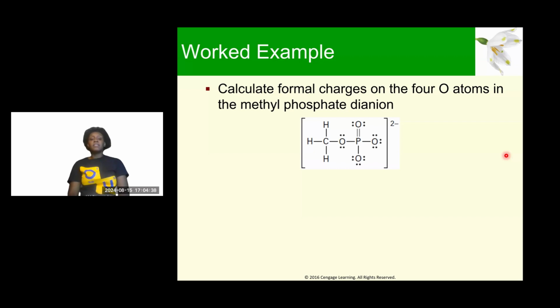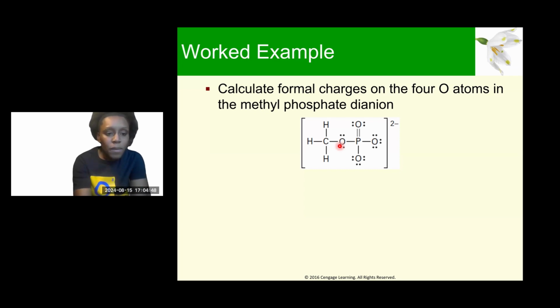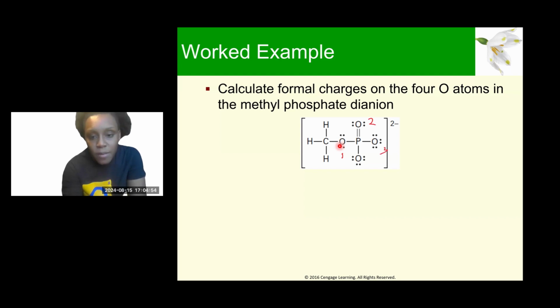So now let's see if you guys can calculate the formal charges of the 4 oxygen atoms in the methyl phosphate dianion. And so we're going to do this together. We're going to call this oxygen 1, call this 2, 3, and 4. So we're looking at the first oxygen.